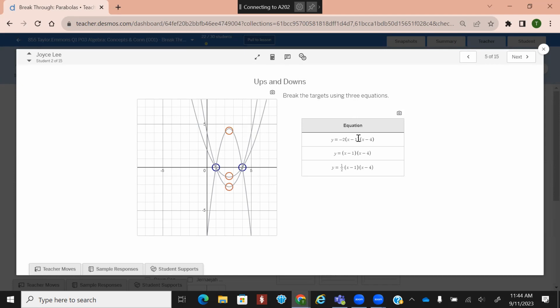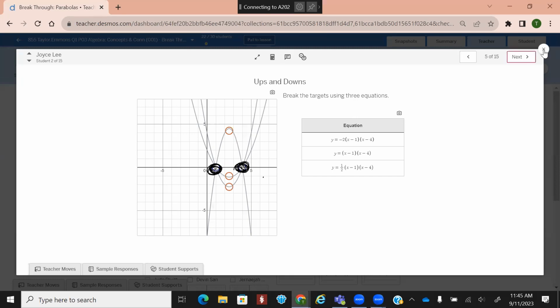How do we get this x minus 1 and x minus 4? Where does that come from? What are these called? The x-intercepts. So notice how there's a crossing at 1 and 4. So we're going to switch the sign and then put an x in front of it.